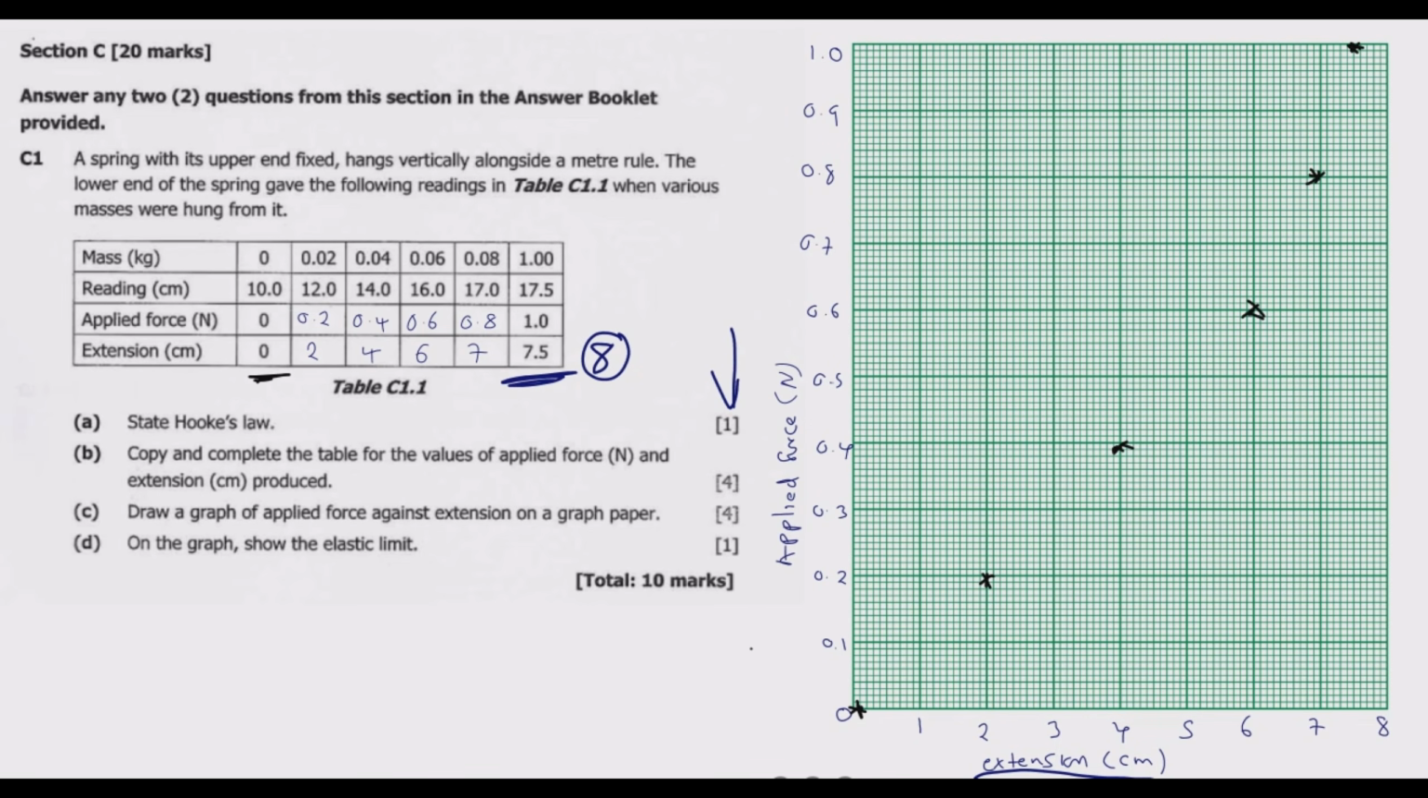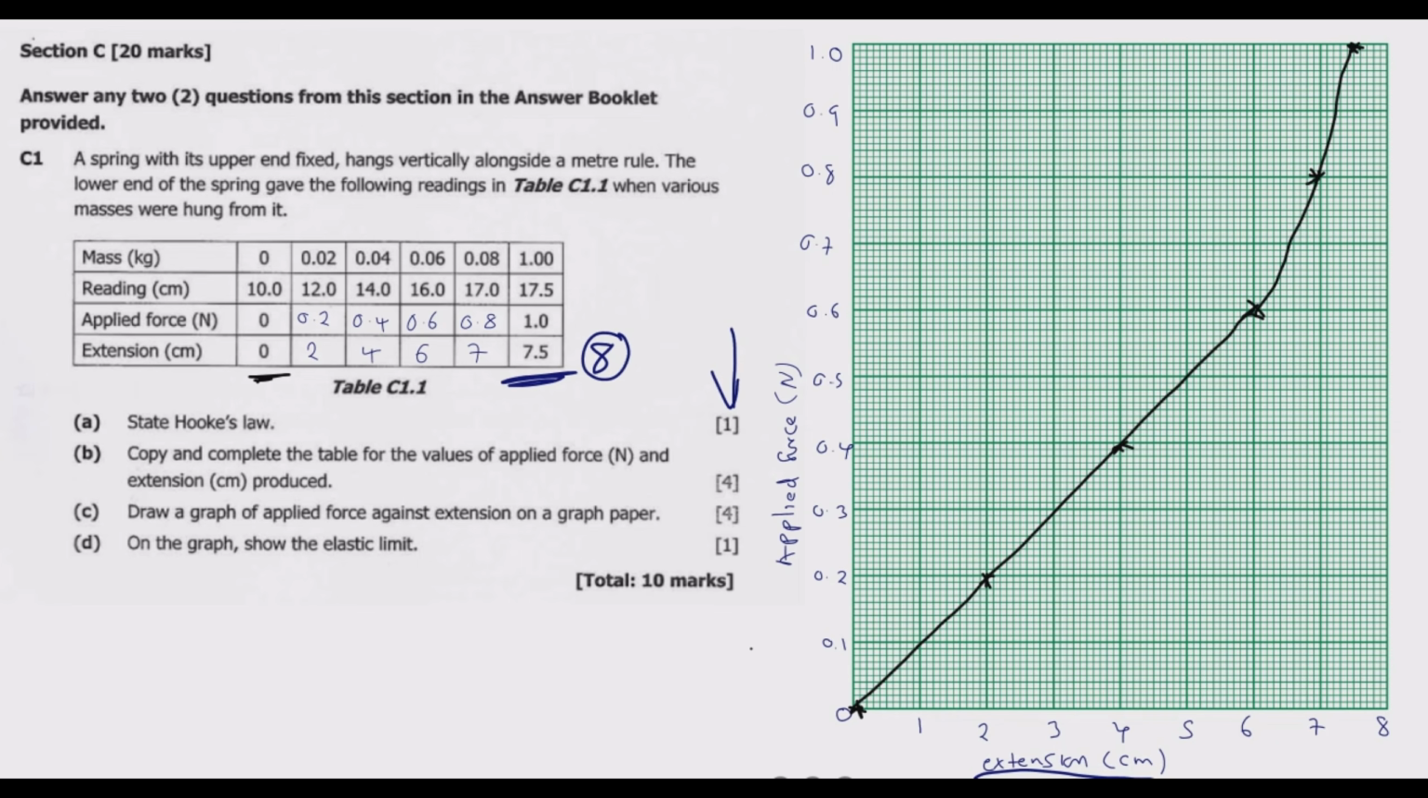Okay, so this is what is happening. So now you can join these points. You notice that from here up to this point, this is a straight line. Then this starts bending upward up to here, like that. That is what is happening. So this is how the graph will look.